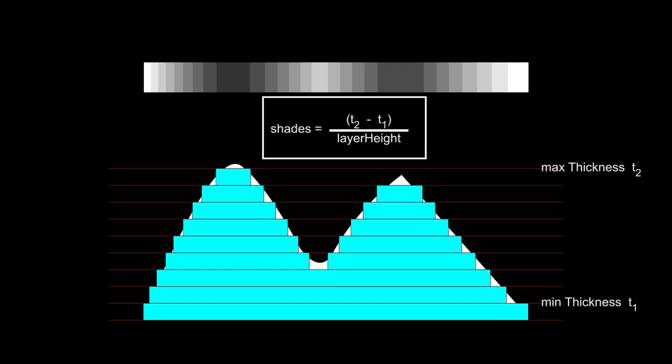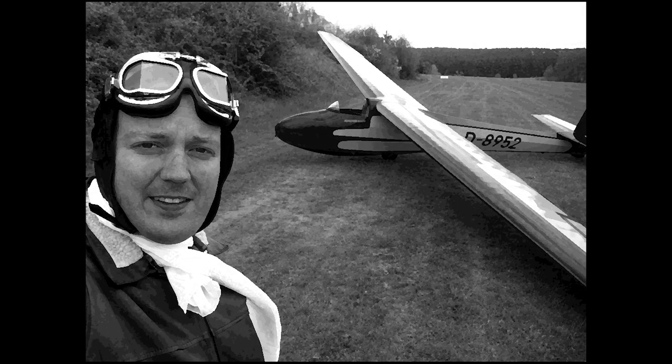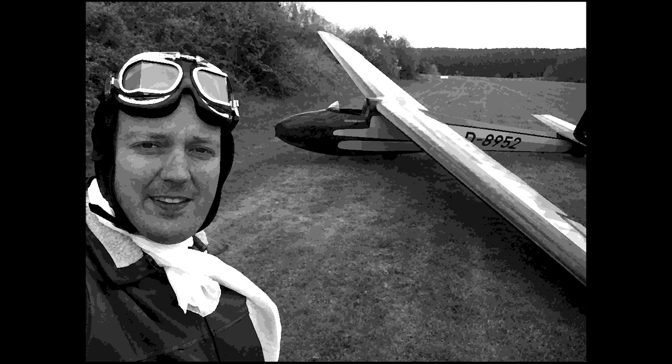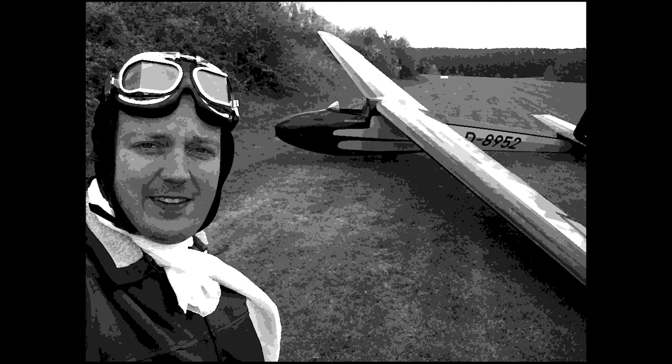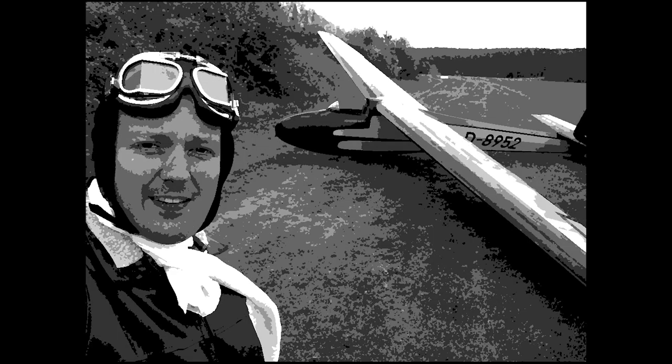So for instance, if we've chosen a max thickness of 4 millimeters and a min thickness of 0.5 millimeters, and we are printing at a layer height of 0.2, we can create only 18 different shades of gray. So have a look at how this looks. This is the original picture. Right now, reduced to 20 gray shades, 15, 12 shades. Now we have just 9 shades, 8 shades, 7 shades, and even 6, and this looks pretty horrible.